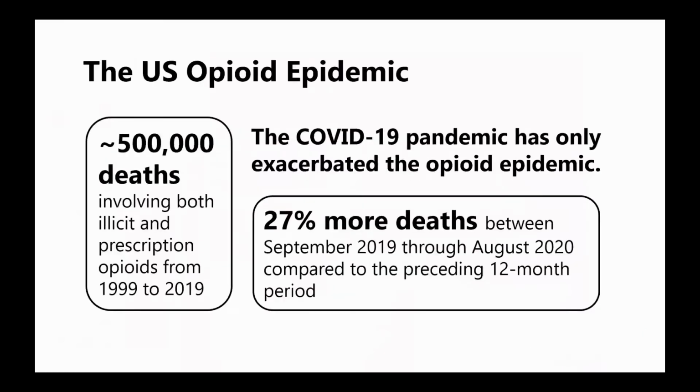So the U.S. opioid epidemic is a crisis that has plagued the United States for decades. It has been driven by prescription, illicit, and synthetic opioid use, which has led to higher rates of opioid use disorder and in turn higher rates of overdose deaths. According to the CDC, there have been around 500,000 deaths involving both illicit and prescription opioids from 1999 to 2019. And the COVID-19 pandemic has only exacerbated the opioid epidemic. There have been 27% more deaths between September 2019 through August 2020 compared to the preceding 12-month period. So the pandemic has really brought to the forefront this need for expanded access to opioid treatment services.